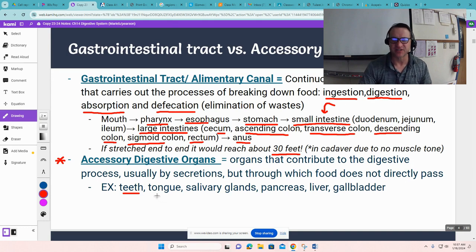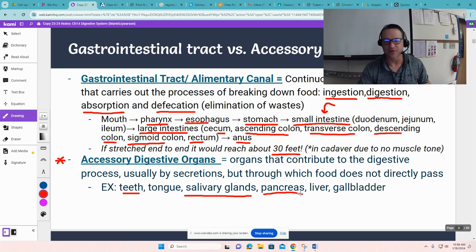So they aid in digestion. Your tongue moves the food around and assists in swallowing. Swallowing is called deglutition. We'll go over that. Salivary glands: food doesn't go through them, but salivary glands produce saliva, which both moistens your food and also contains enzymes like salivary amylase. Salivary amylase in your mouth starts to break down carbohydrates, starch, into sugar. So that's chemical digestion, because it's using a chemical, an enzyme, to break down the food into smaller parts.